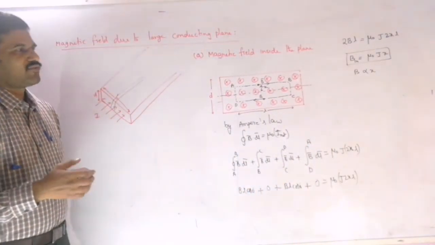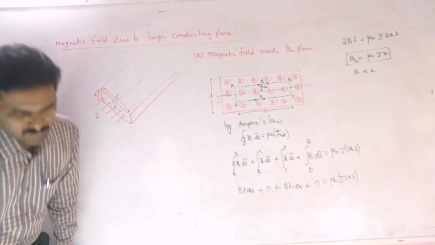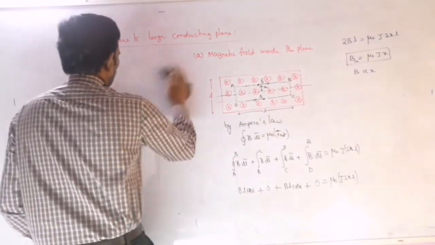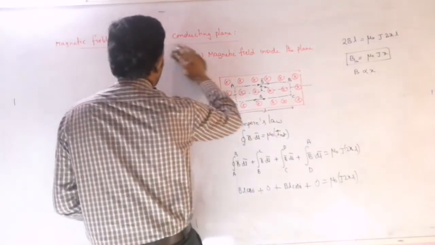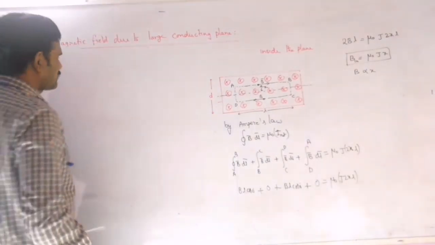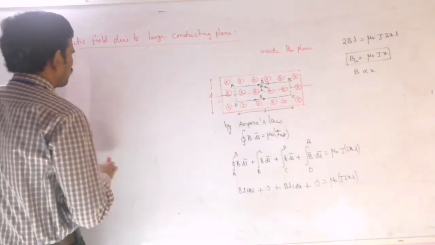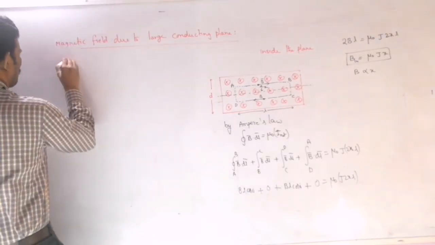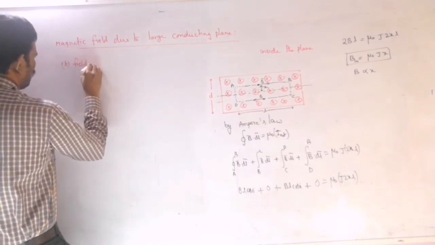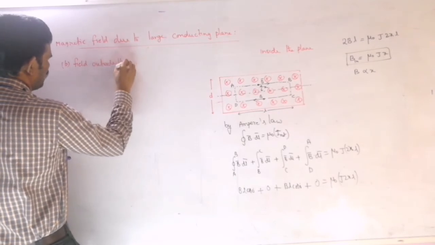And now if you are taking the magnetic field outside this conducting plane, so now let us see the magnetic field outside the conducting plane. This derivation will be a little bit easier when compared to the magnetic field inside the conducting plane.